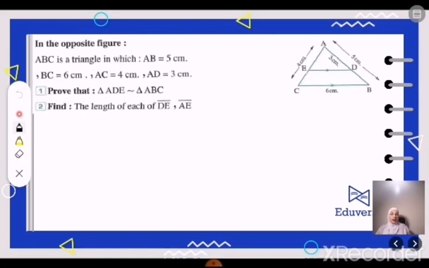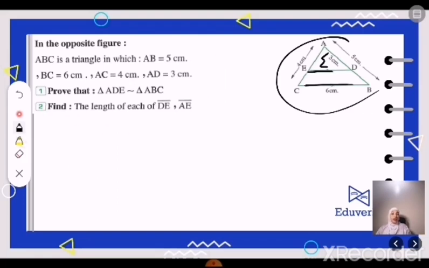ABC is a triangle in which AB equals 5 centimeter, BC equals 6 centimeter, AC equals 4 centimeter, AD equals 3. Prove that triangle ADE is similar to the triangle ABC. So we need to prove this triangle here is similar to the big one. I have the angles, I can use them to prove the two triangles are similar. He didn't say the two sides are parallel, but that's obvious here.